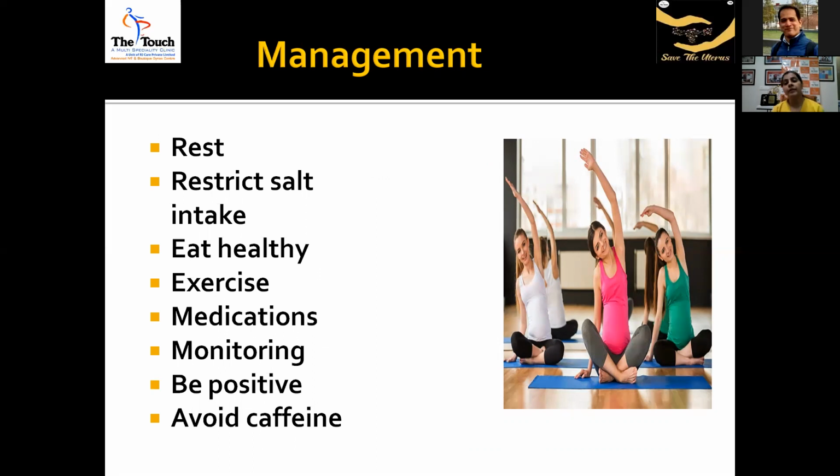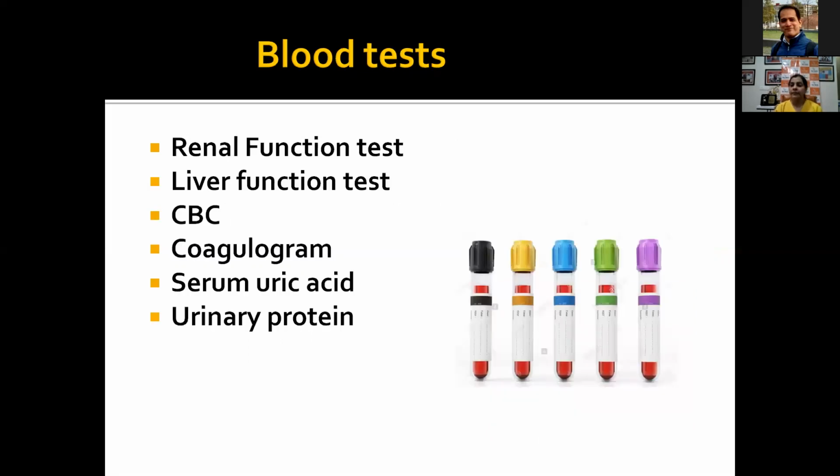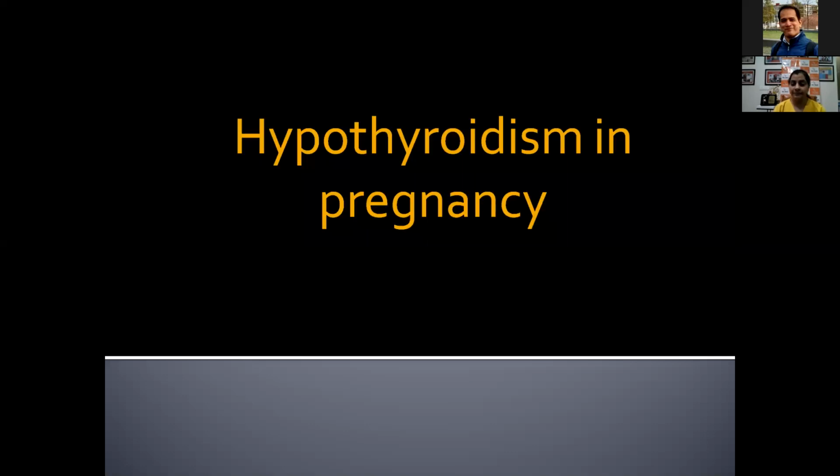Then there are a few medications which we may put you on if your blood pressure is continuously high. We will give you a BP apparatus to monitor your blood pressure at home, and you have to make a diary of it and inform us. Most important is that you have to be positive, because if taken care of nicely, then you will sail through your pregnancy. Blood tests are done every week or fortnightly, and these are renal function tests, liver function tests, CBC, coagulogram, uric acid, which is very important to be tested, and urinary proteins.